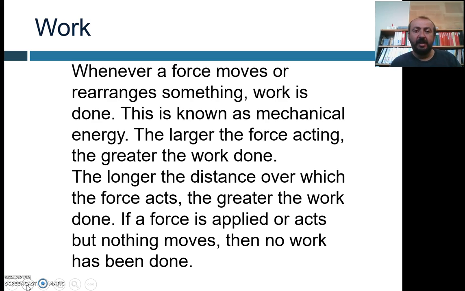So it says here, whenever a force moves or rearranges something, work is done. This is known as mechanical energy. Okay, the larger the force acting, the greater the work done. So imagine someone pushing an object, or a force that's making an object move. The longer the distance over which the force acts, the greater the work done. If a force is applied or acts, but nothing moves, then no work has been done. So if you're pushing against a tree, for example, and the tree doesn't move, it's a big tree, then you're not doing any work with that force.